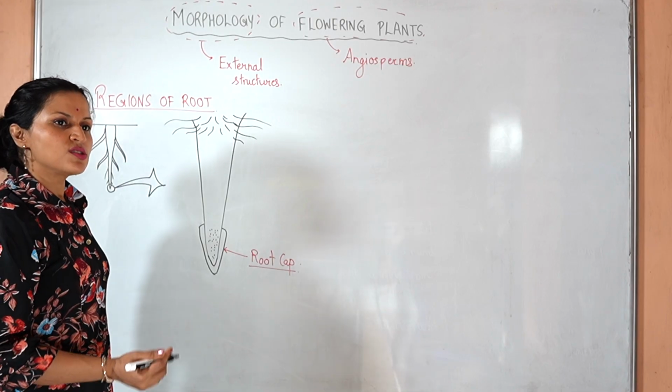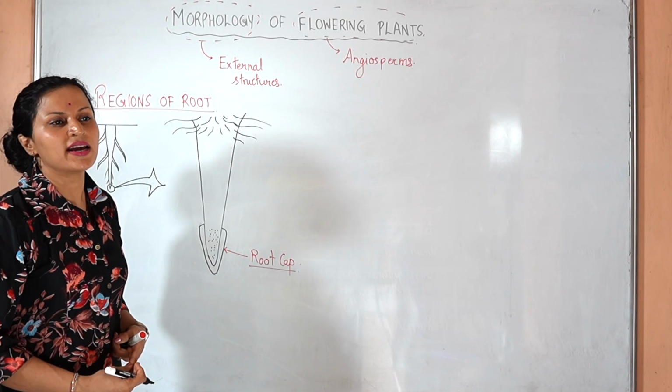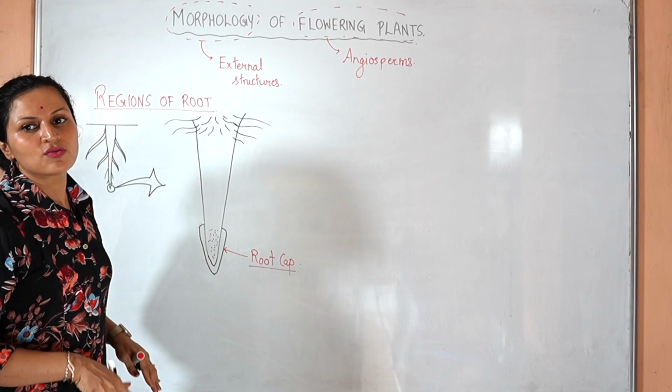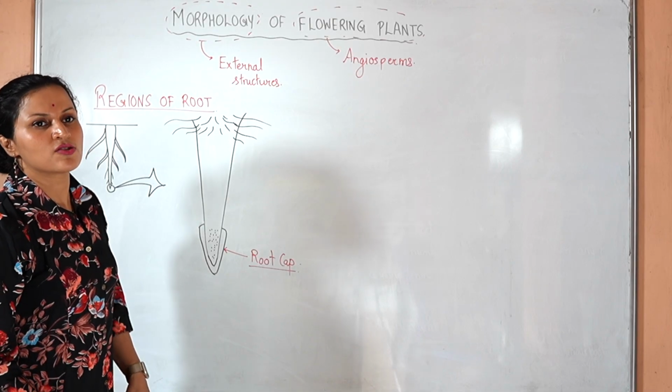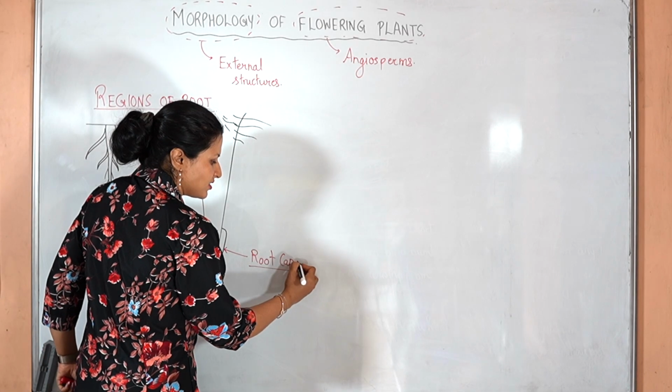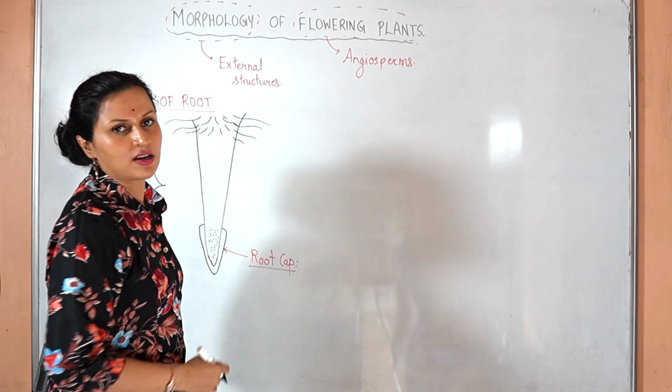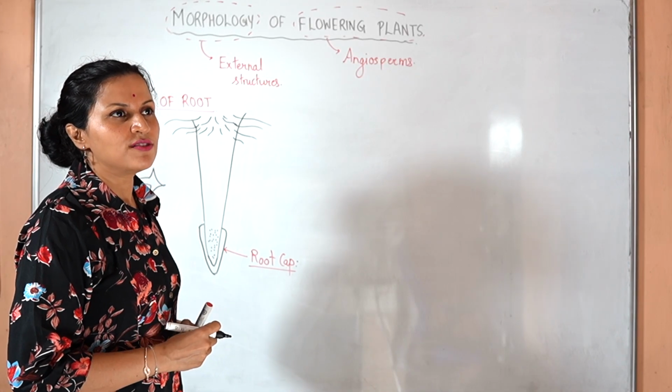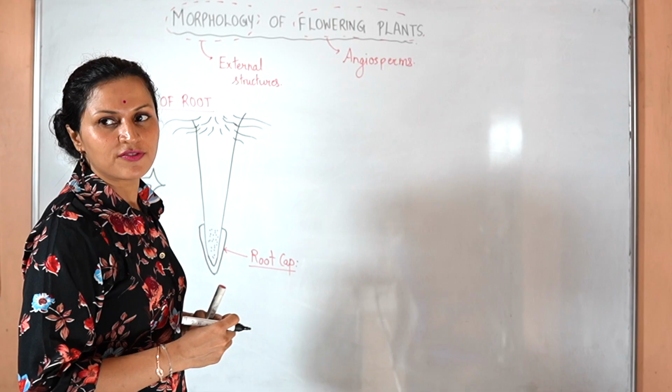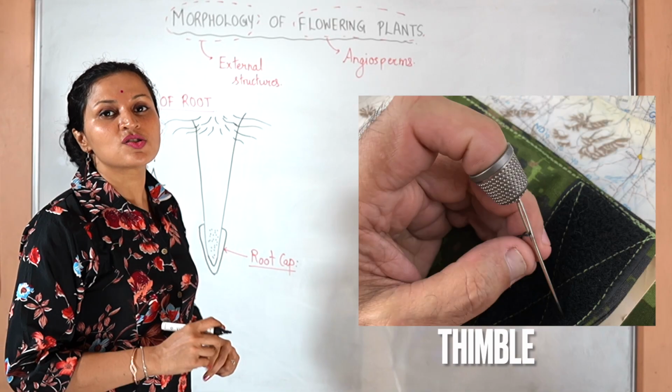What is the need for this root cap? The root cap will protect this root tip because it is this root tip that will be digging into the soil. So root cap we will write. It is said to be a thimble-like covering. Thimble is a cap-like cover that people wear on their fingers when they are working on a sewing machine.